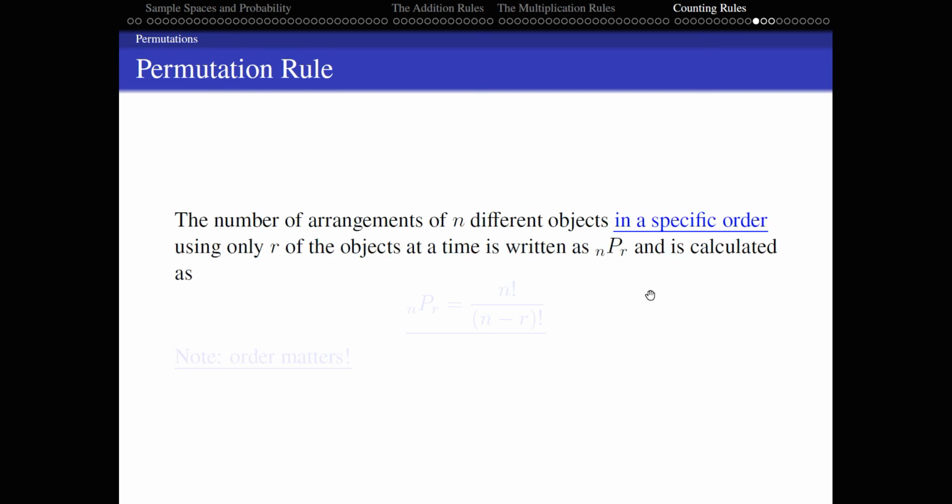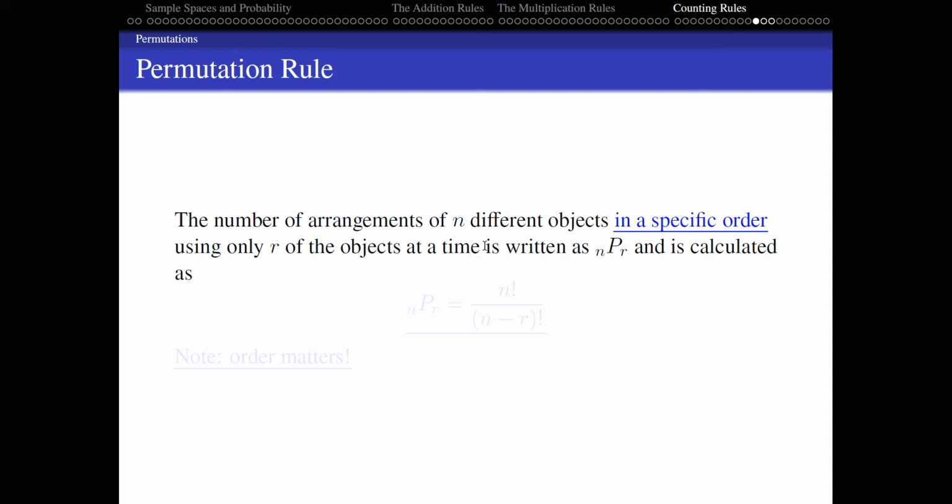And if we're looking for the number of arrangements of different objects in a specific order using not all of the objects, like in the last example we had the number of arrangements of 5 runners, but we didn't want to look at all of the runners, we just wanted to look at the top 3 positions. So this is the permutations where we just want to look at the top however many. In this case we denote that letter as r, and we use n to describe, in the previous example, how many total runners we have.